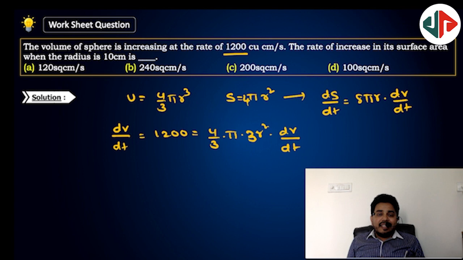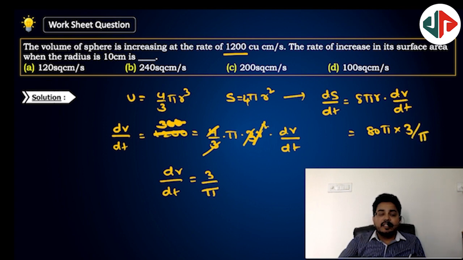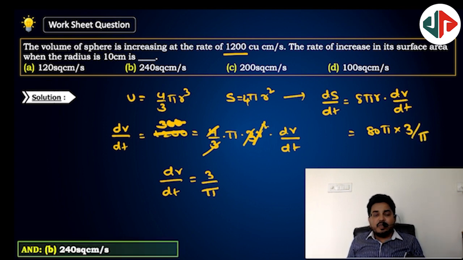So from here 3 cancel, 4 ones are 4, 300, r is given 10, r square will be cancelled with this. So dr by dt is equal to 3 by pi. Substitute here 80 pi into dr by dt is 3 by pi. So the answer is equal to 240 square centimeter per second.